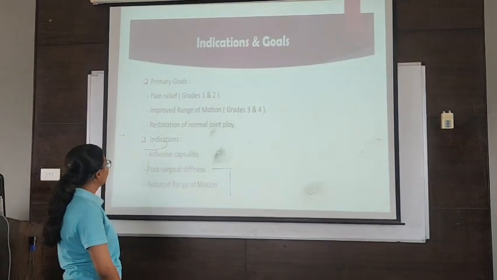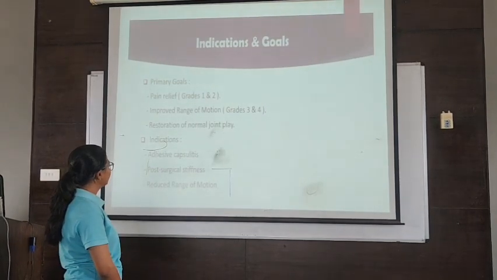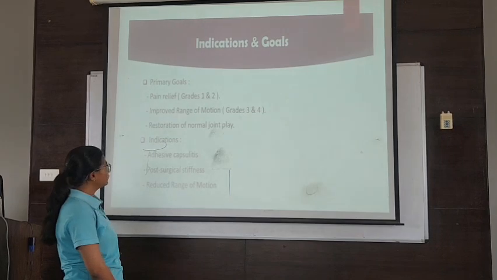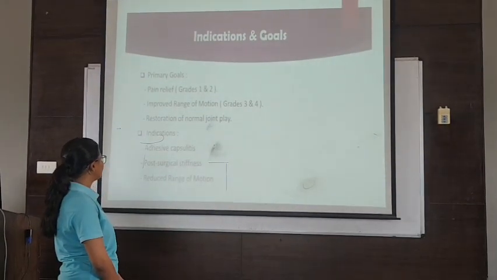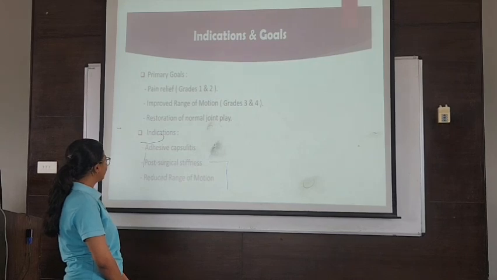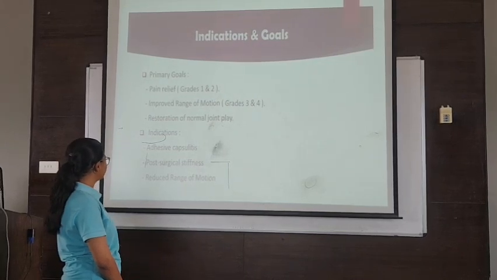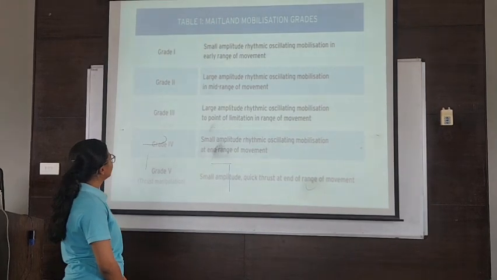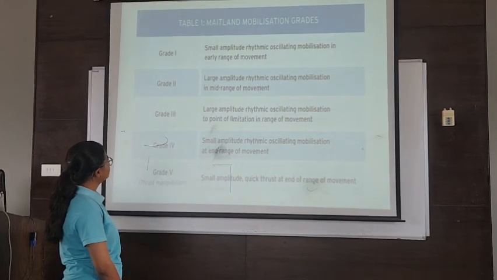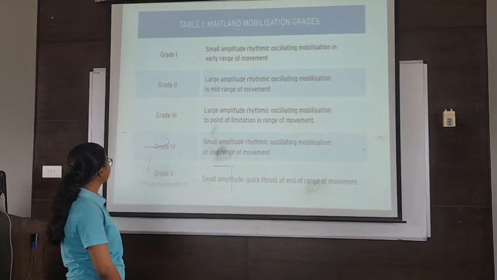Indications and goals. Primary goals: pain relief in grade 1 and 2, improved range of motion in grade 3 and 4, restoration of normal joint play. Indications: adhesive capsulitis, post-surgical stiffness, reduced range of motion. There are 5 grades of the Maitland mobilization classification.